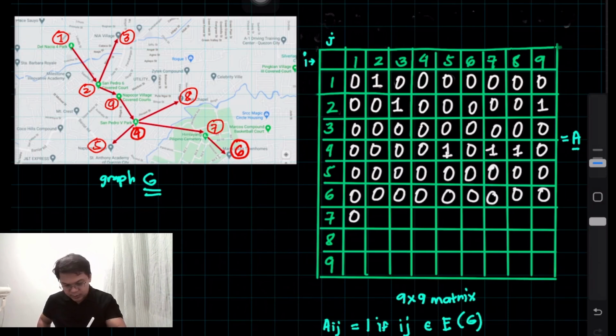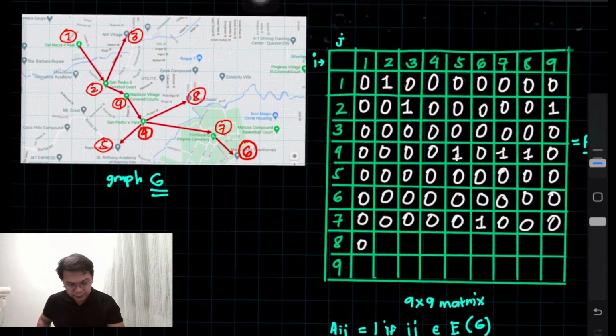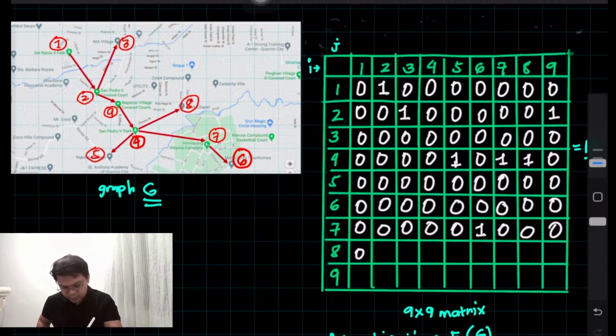Now 7. Let's check 7 and 1, that's 0. 7 and 2, that's 0. 7 and 3, 0. 7 and 4, that's in the opposite direction. 7 and 5 is 0. 7 and 6, there actually is an edge, so that's 1. 7 and 7, 0. 7 and 8, that is 0. 7 and 9, that's 0. Let's go to row 8. 8 and 1, no, that's a 0. 8 and 2, that's 0. 8 and 3 is also 0. 8 and 4 is actually 0. It's in the opposite direction.